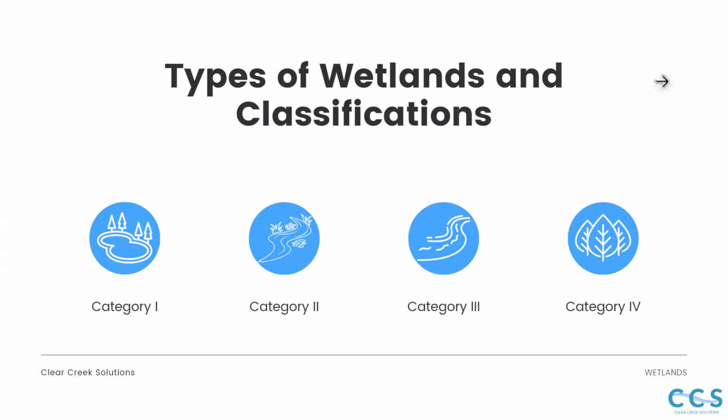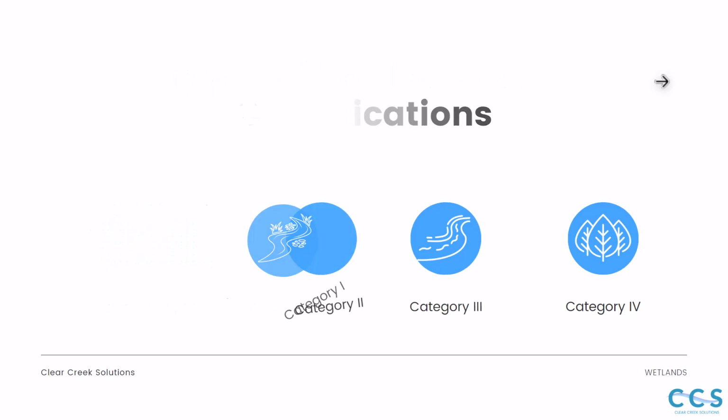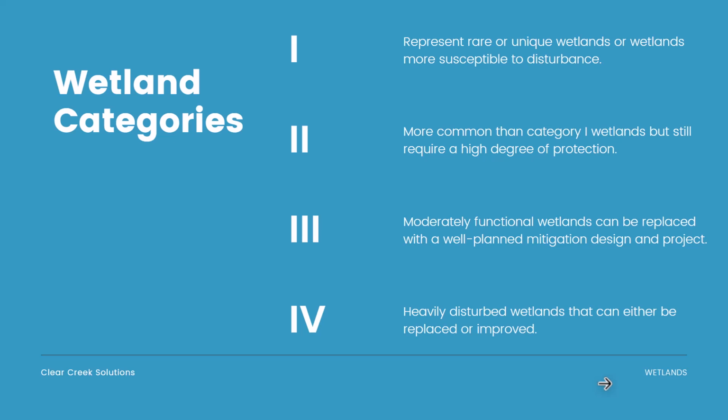So what are the types of wetlands and classifications that we can see in a place like Western Washington? Well, there are category 1, 2, 3, and 4 wetlands, and it's a gradation on the quality of that wetland, how much it can be impacted, and how much it requires mitigation in order to maintain its current condition. So here are the different categories. Wetland category 1 represents rare or unique wetlands, or wetlands that are more susceptible to disturbance. Category 2 is more common than category 1 wetlands, but still requires a high degree of protection. Moderately functional wetlands would be category 3 and can be replaced with a well-planned mitigation design and project. And a category 4 is a heavily disturbed wetland that can be either replaced or improved entirely.